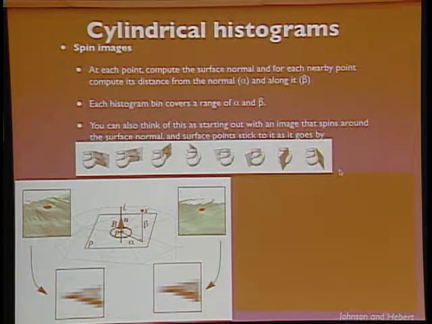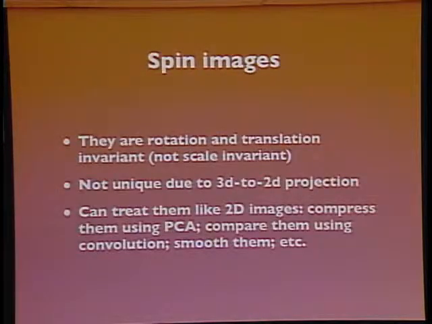Now, you will have to maybe take it on faith that this is an expressive and discriminating description of local shape. And it's also fairly robust to occlusions and clutter and so on, as shown by Johnson and Hebert.